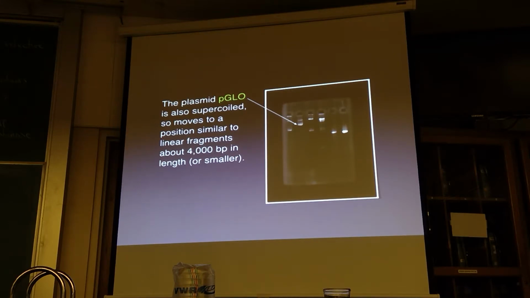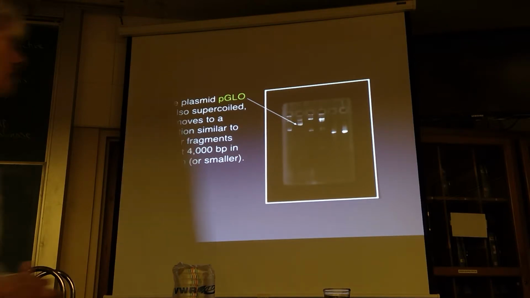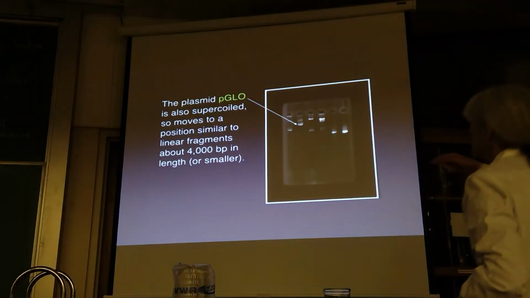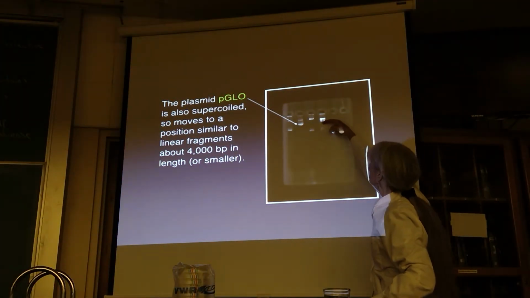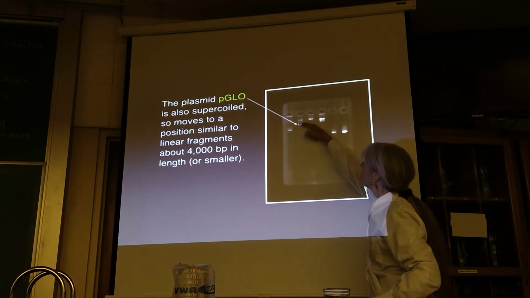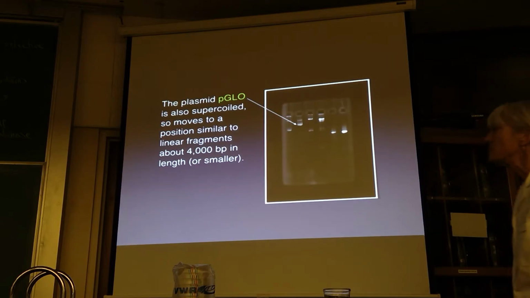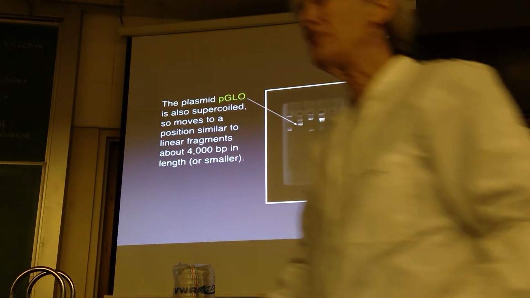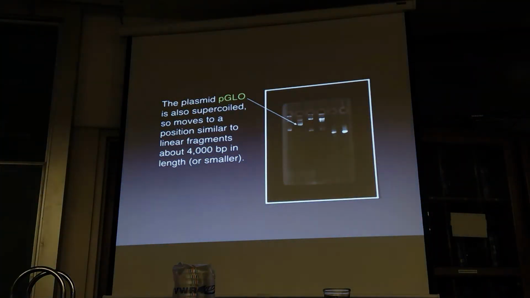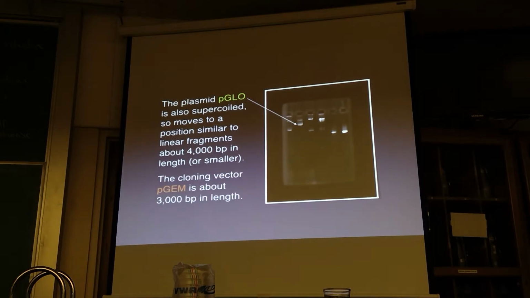So P-glow in this case is in lane 2. It's supposed to line up with the 4th band of this top set, which would be this band, and it's actually further down than that. It's coming down as though it was quite a lot smaller than a 4,000 base pair band, when really it's bigger than that. So again, P-glow is bigger than 4,000. The reason it's coming down so far is because it's supercoiled.